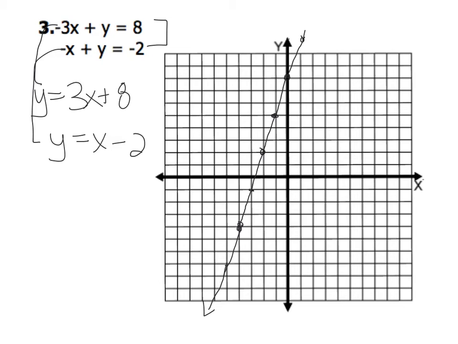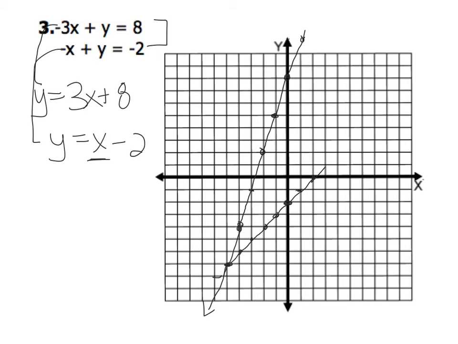Let's graph the second one. So I'm down at -2, and then I've got a slope of 1. So up 1, over 1, up 1, over 1. I'm going to make a few points in the opposite direction because obviously that's where my answer is going to lie. And it looks like it's going to be right there. Perfect. I think I found it.